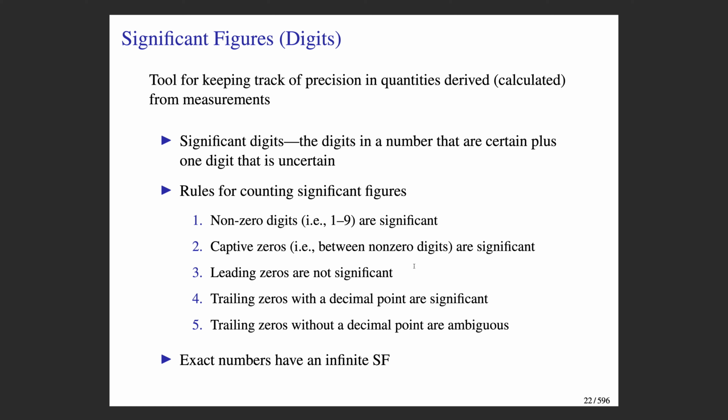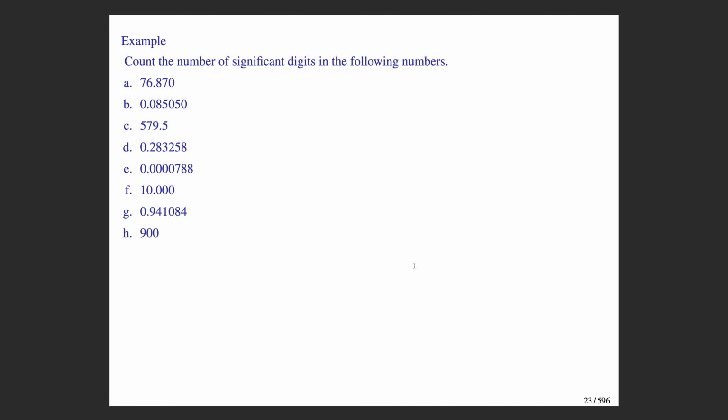Here are the rules for determining how many significant figures you have in a number. First, anytime there's a non-zero digit, those are all significant. Zeros are a little bit different. If you have a captive zero, one located between two non-zero digits, then those captive zeros are significant. Leading zeros are not significant. Trailing zeros, when you have a decimal point present, are significant, but trailing zeros when there's no decimal point present are somewhat ambiguous. We will use these rules to evaluate the number of significant figures in these different numbers. Let's go through these examples.